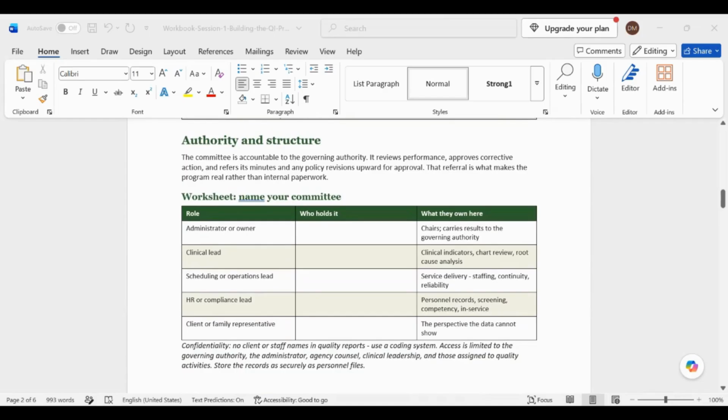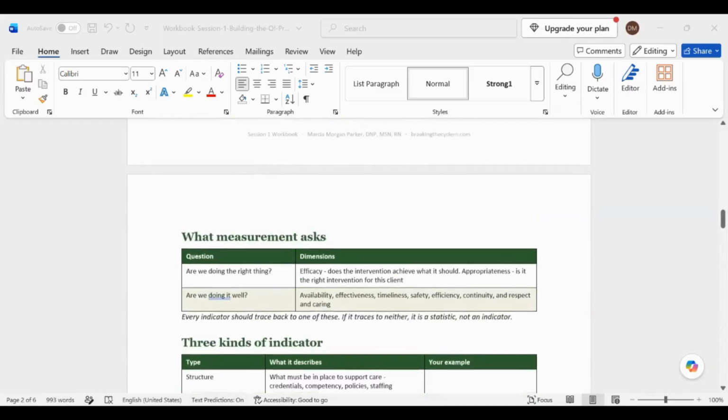So for example, what role does your administrator hold? Who holds it? What's the name of that person? Write it in here. Who's your clinical lead? Write it there. And then on the other side, it tells you what their responsibilities are. So you need to have someone who's going to take responsibility for it. So as you can see here, your HR person or compliance lead, write that person's name, identify that person, and then you're going to assign this task to them. They're going to be looking at personnel record screening, competence, and that kind of stuff, right?